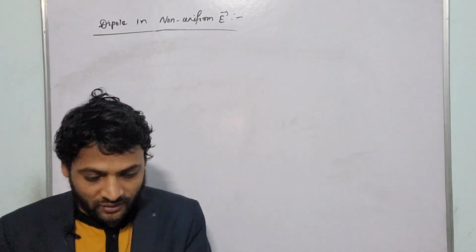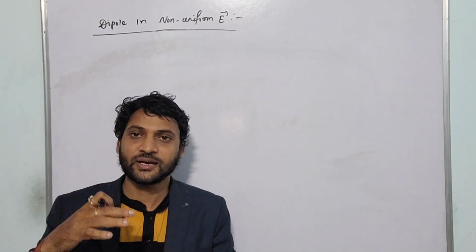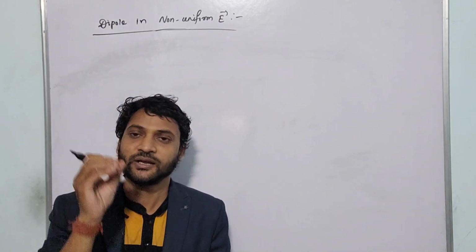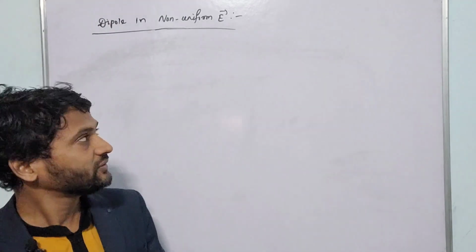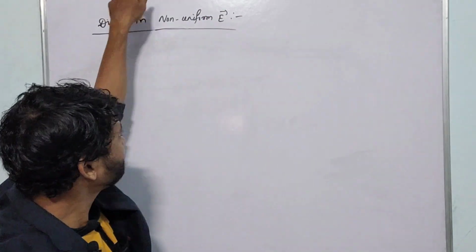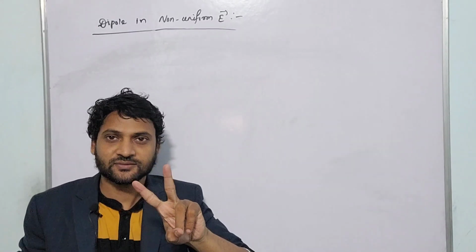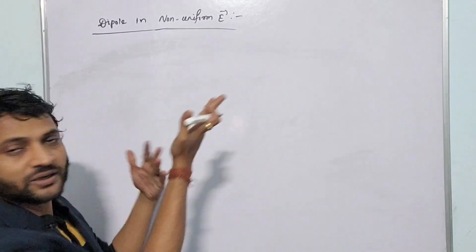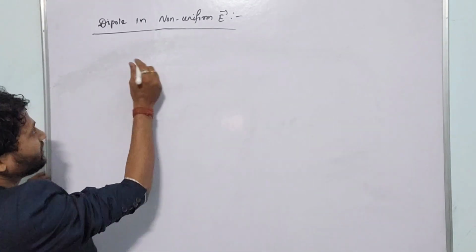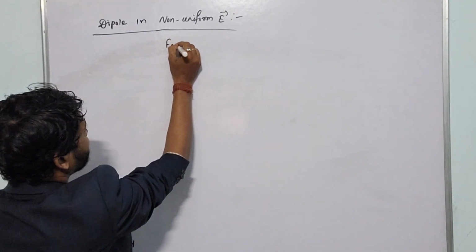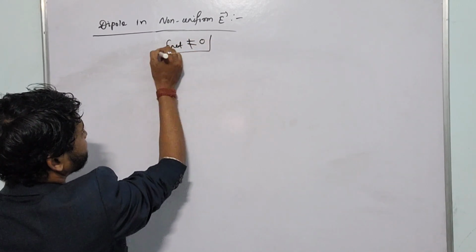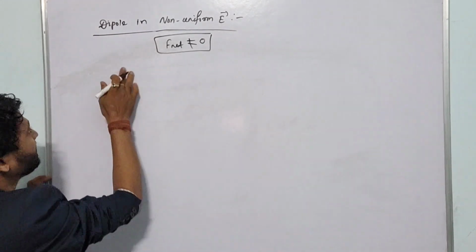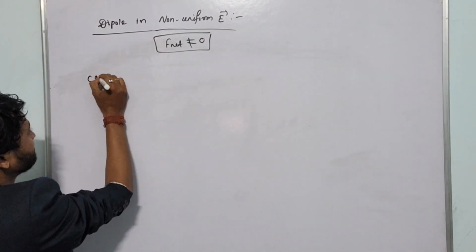Now we'll talk about if a dipole is placed inside a non-uniform electric field. See, the net force on the dipole will never ever be zero. Since it is a non-uniform electric field, the two charges of the dipole will experience different magnitudes of force because the field is different. Understood? So to understand this one, we can take an example.